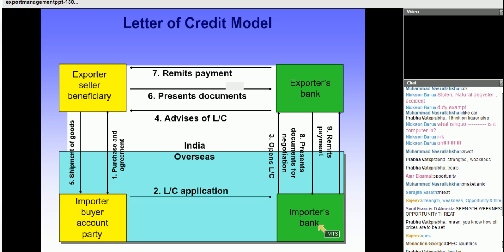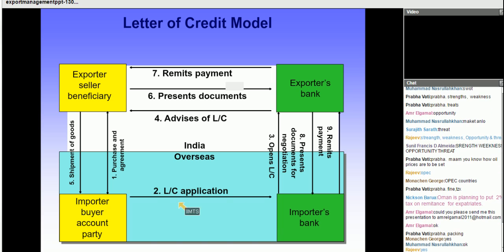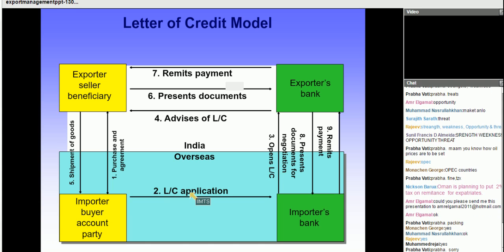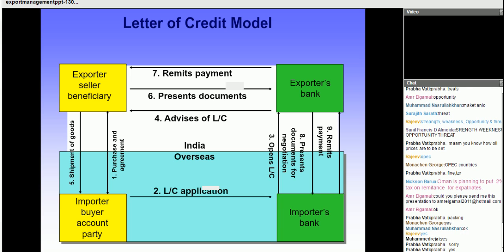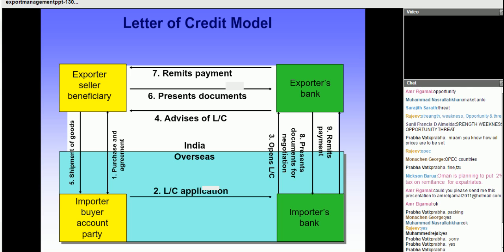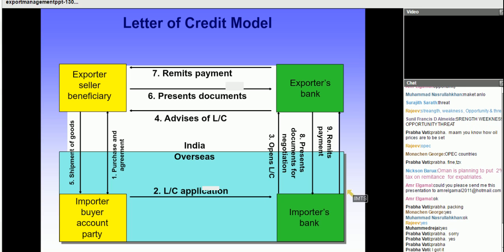Did you get it? Okay. And where is the importer paying the money? Importer is making the payment at the time of letter of credit application. When he is issuing the letter of credit, at the same time he is making the payment to the bank. Alright? Prabha, what happened? Did you not get this? Now you got it? Okay. Alright. So this is the main procedure, how it operates.